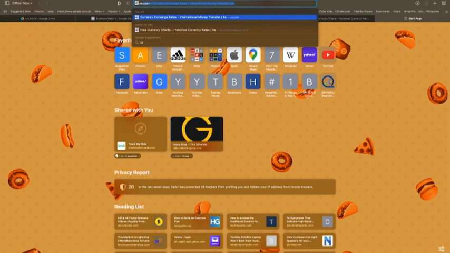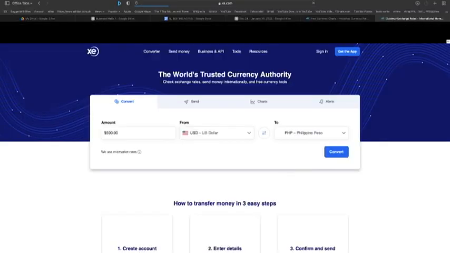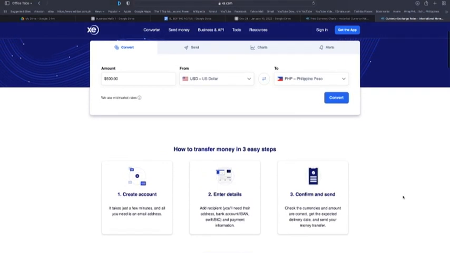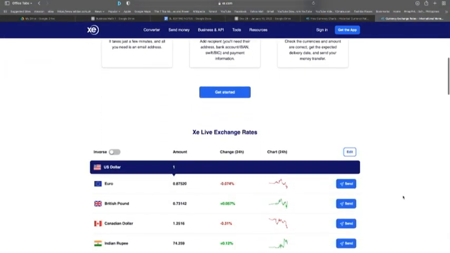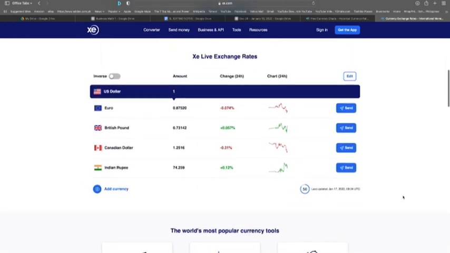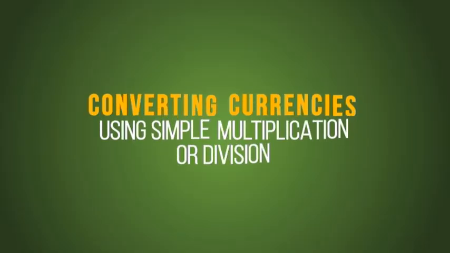To convert one currency to another, you must first consult the exchange rate for currencies. This is a list of currencies all over the world with their equivalent exchange rate in the Philippine peso. These change daily and can be seen in newspapers, banks, and in money changers. Converting currencies use simple multiplication or division. Let's study how to convert currencies.